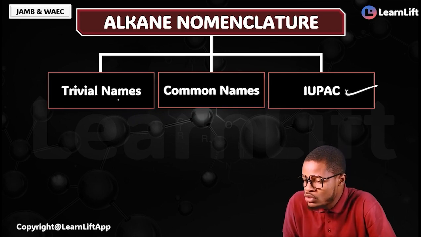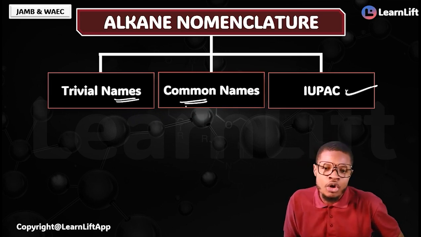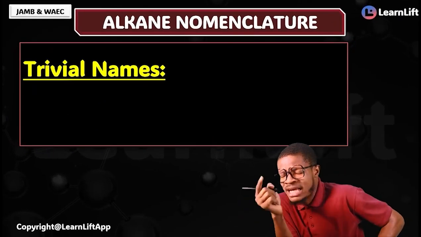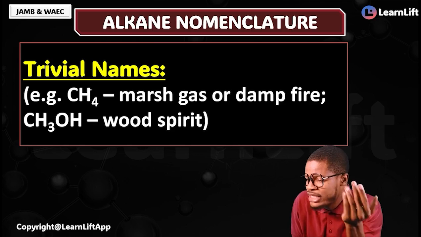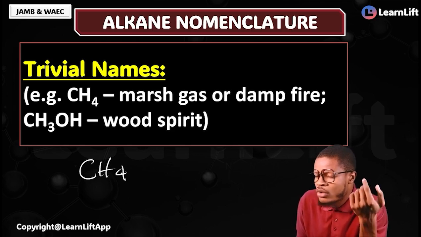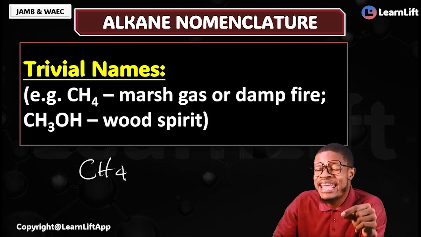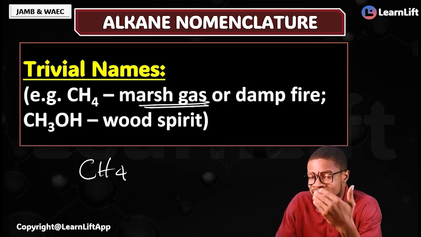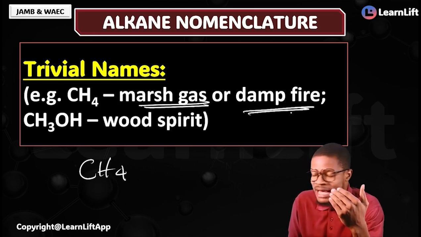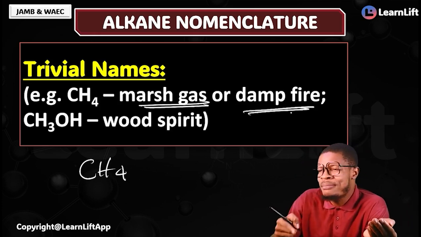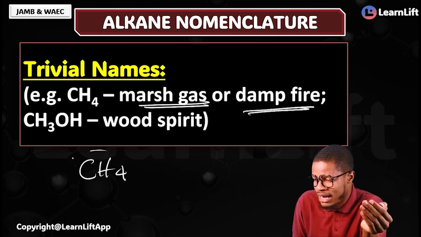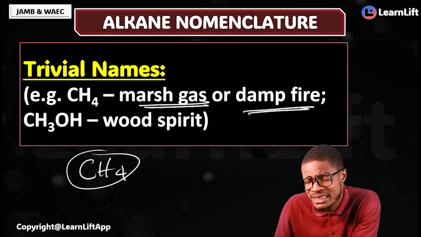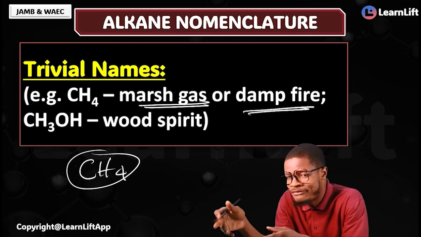But let me tell you a little about your trivial as well as your common names. When we talk about trivial names, take CH4, the one we call methane. The trivial name for methane is marsh gas, or damp fire. Why do we call it marsh gas? Number one, methane is a gas. Number two, methane is found in marshy or damp environments.